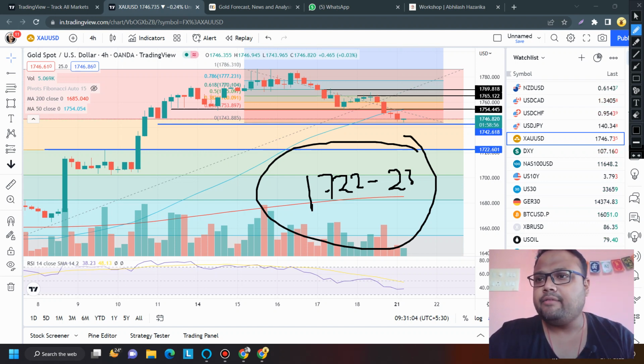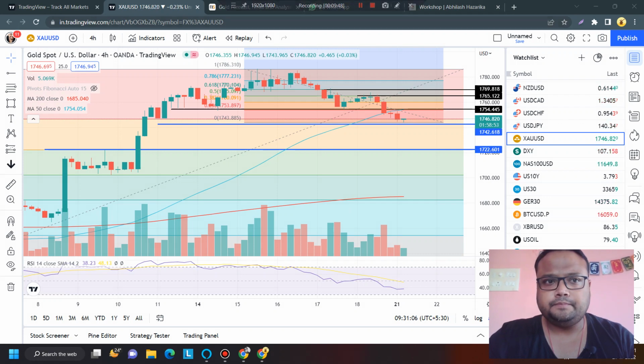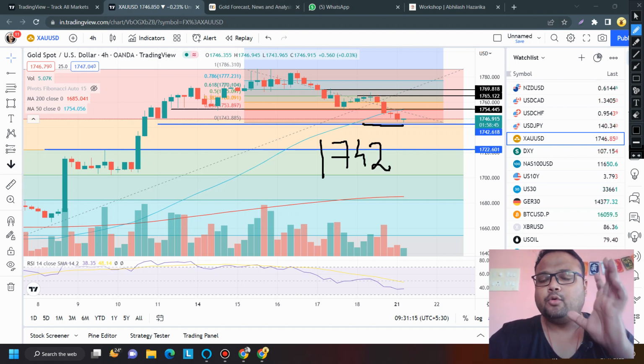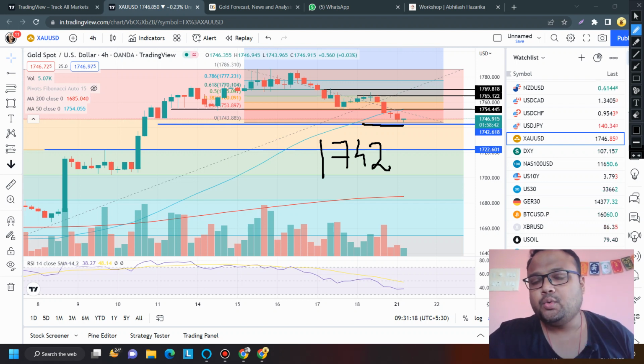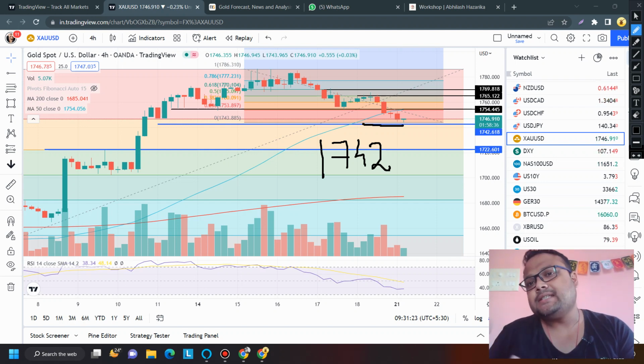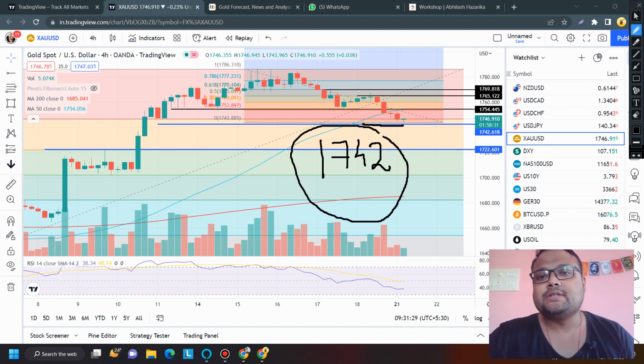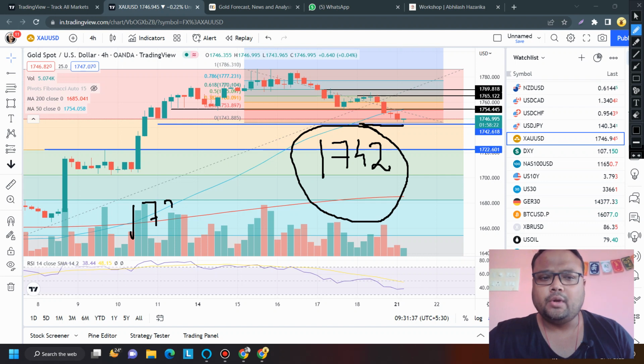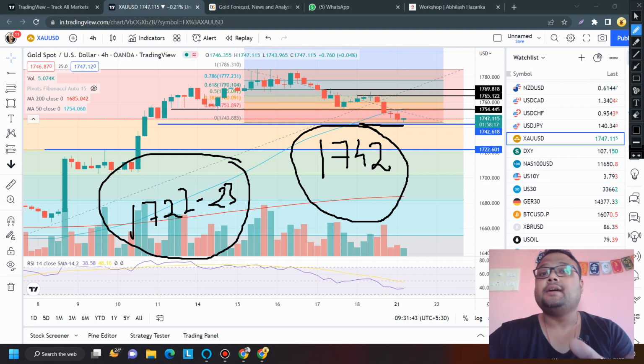So if gold breaks the 1742 level, the present green candle on the 4-hour chart, we will get the confirmation that sellers will not allow the market to go up. In that case, you can consider taking a sell position below 1742. But keep in mind, if you take a sell position below 1742 and your target is 1722 or 23, then this may not be achieved in 1 day or 2 days. It can be a swing trade as well.